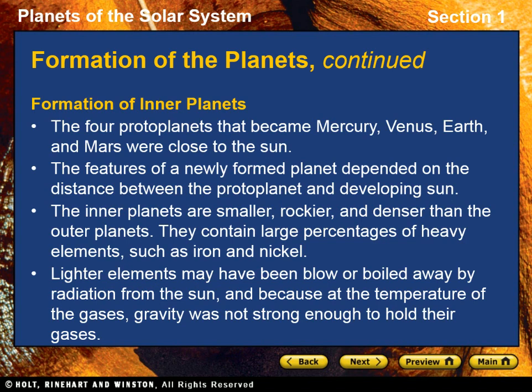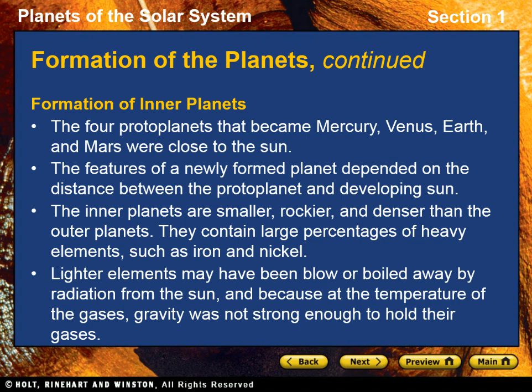Formation of the inner planets. The features of a newly formed planet depended on the distance between the protoplanet and the developing Sun. The four protoplanets closest to the Sun became Mercury, Venus, Earth, and Mars. They contained large percentages of heavy elements, such as iron and nickel.